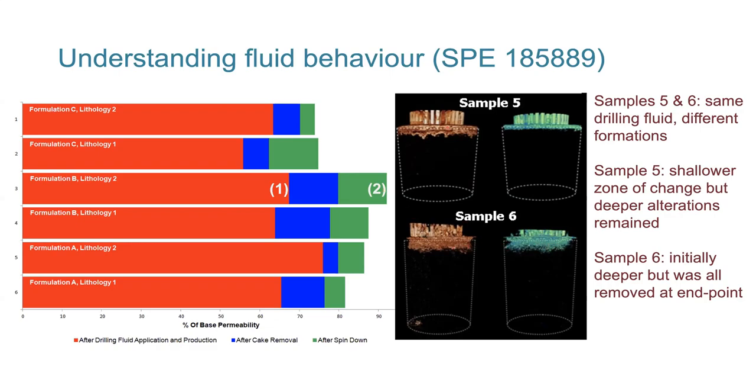And in sample 5, it's not. So what's this data showing us? We've got sample 5 and sample 6. We've got the same mud formulation, but 2 different formations, and they perform differently.